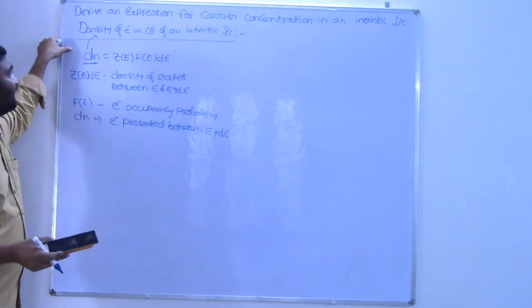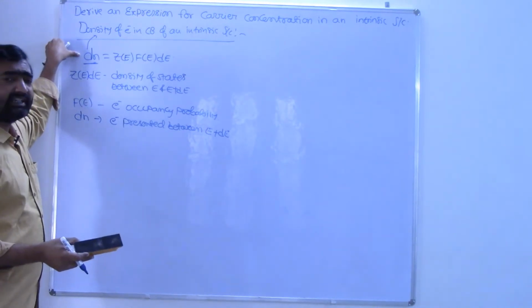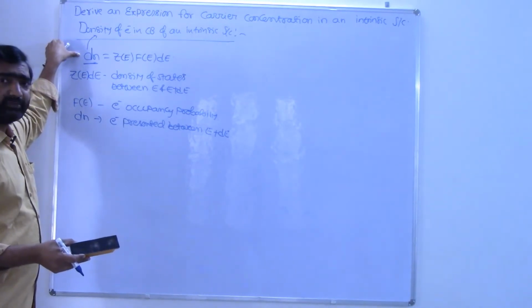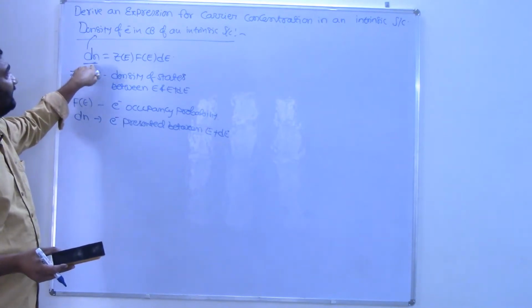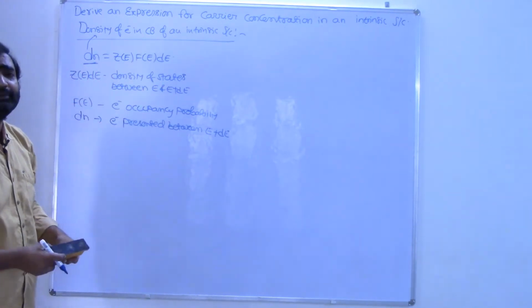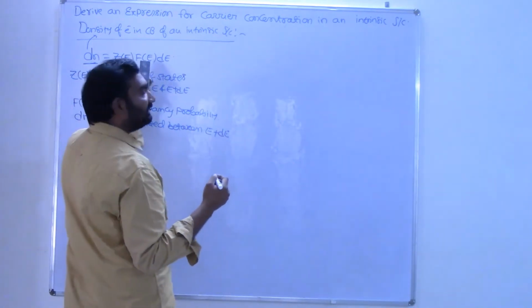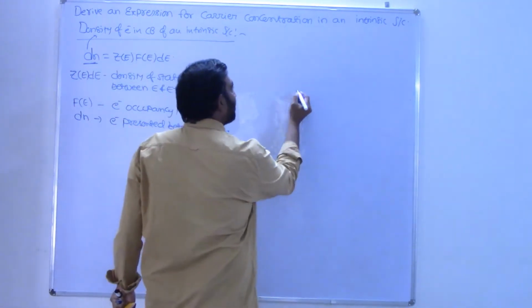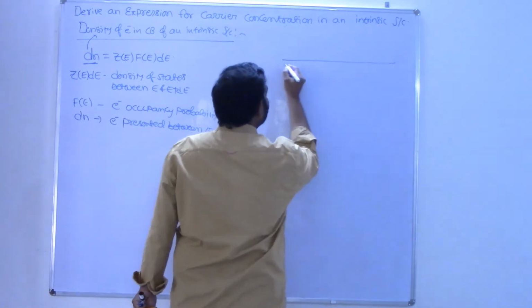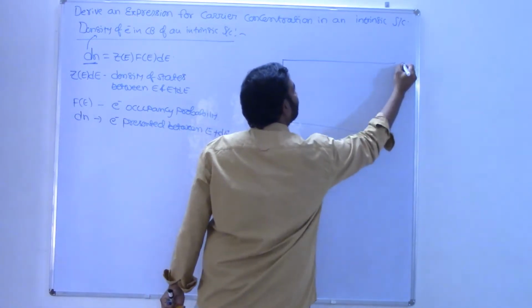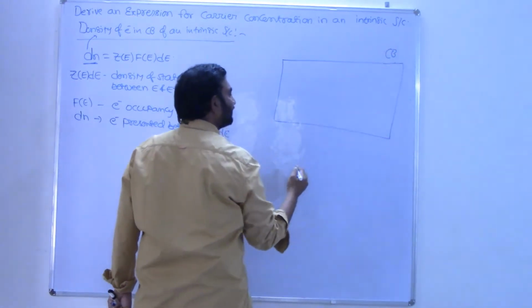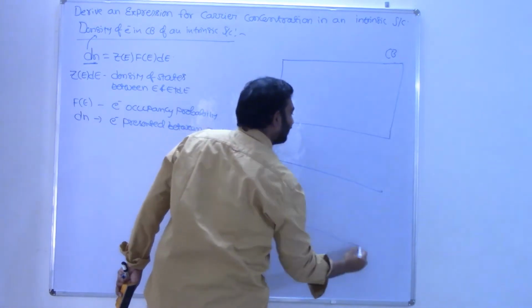So we can calculate the density of electrons in the conduction band of an intrinsic semiconductor by using this formula: dn equals Z of E into F of E into dE. Okay, so first of all, what is dn, what is Z of E into F of E into dE? Let us see. Here, this is the conduction band of an intrinsic semiconductor, this is the valence band, right?